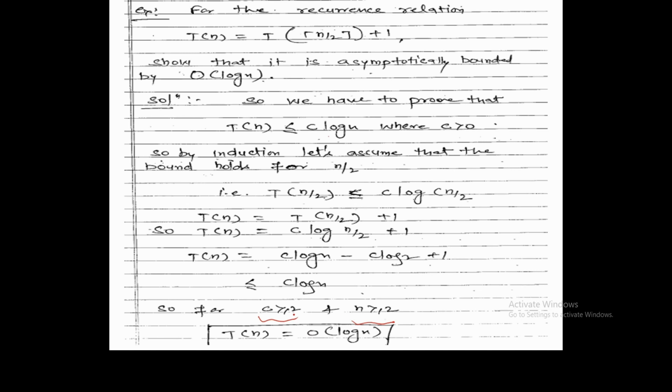So for c equal to 2 and larger values, it will be true for n greater than or equal to 2. So for c greater than or equal to 2 and n greater than or equal to 2, t of n is equal to O of log n. These are the boundary conditions, and these hold true.